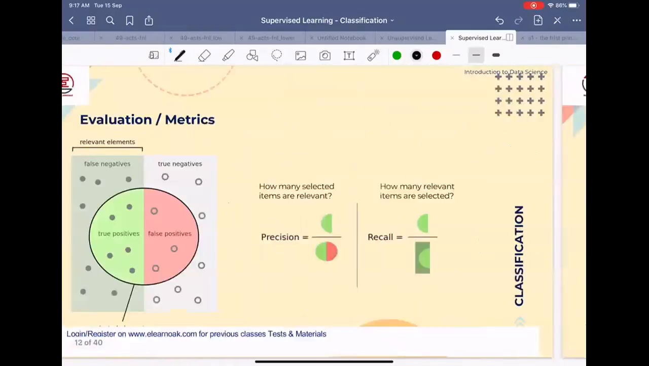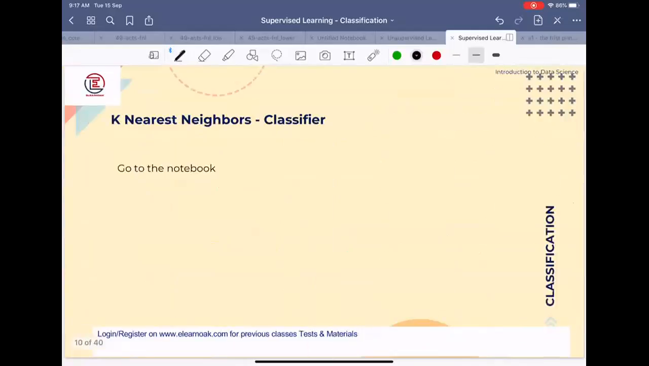I have not written down the slide of advantages and disadvantages of KNN. Maybe we can try it out here. So let me say advantages and then disadvantages.